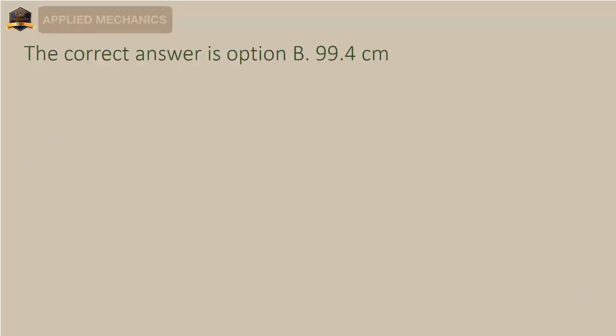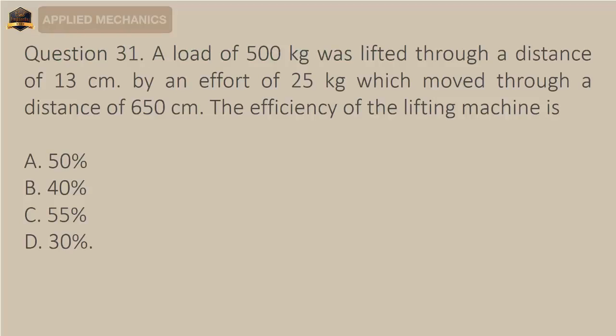Question 31. A load of 500 kilograms was lifted through a distance of 13 centimeters by an effort of 25 kilograms which moved through a distance of 650 centimeters. The efficiency of the lifting machine is A. 50%, B. 40%, C. 55%, D. 30%. The correct answer is option A, 50%.